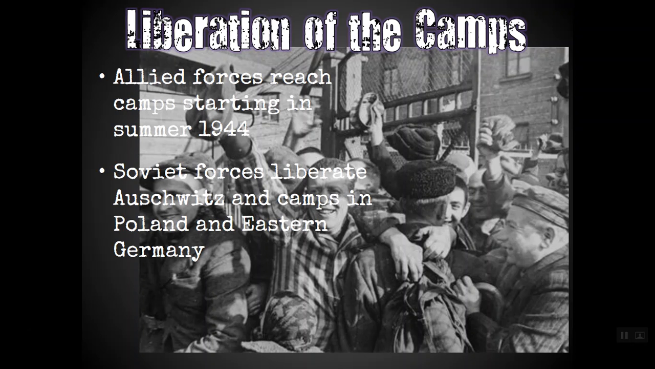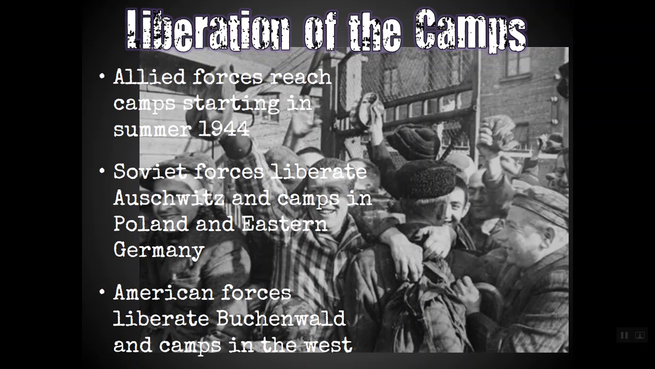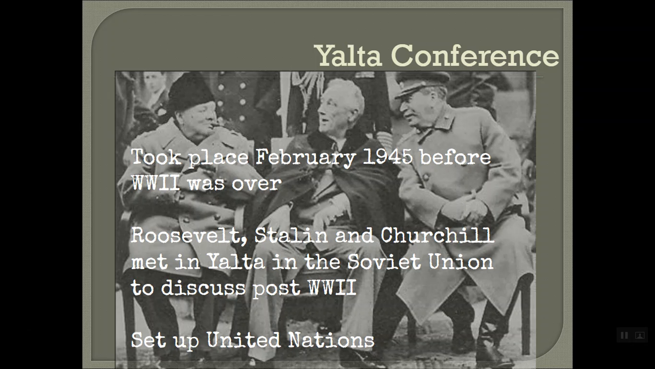So the Soviets liberated Auschwitz, where more than 2 million Jews were killed. This was in Poland. Soviets continued through Eastern Germany, liberating camps there. The Allied or American forces liberated Buchenwald, which is where Anne Frank was held before she was killed in the camp, and liberated other camps in the west, as both forces were moving in toward Berlin.